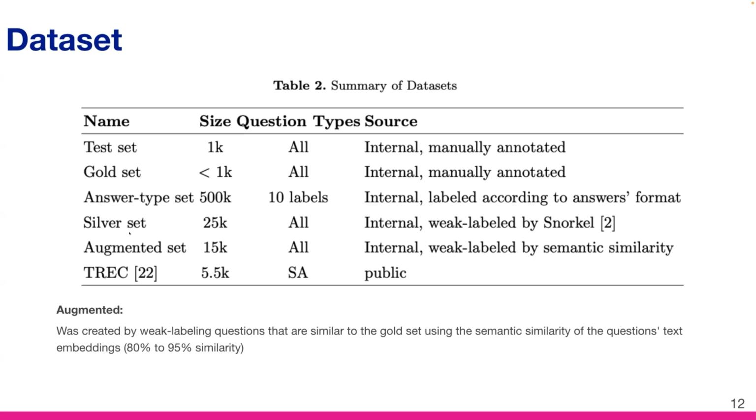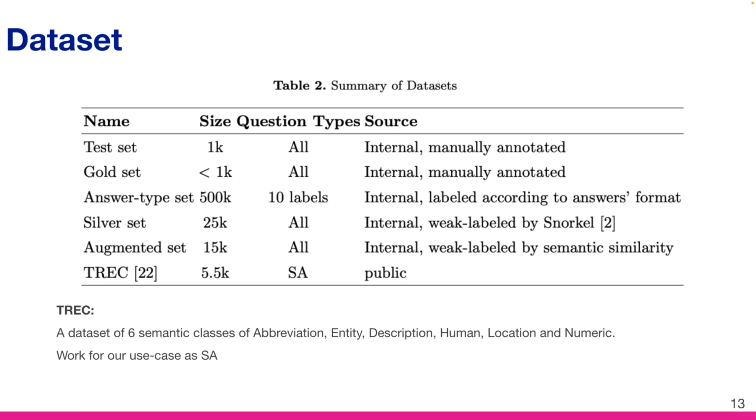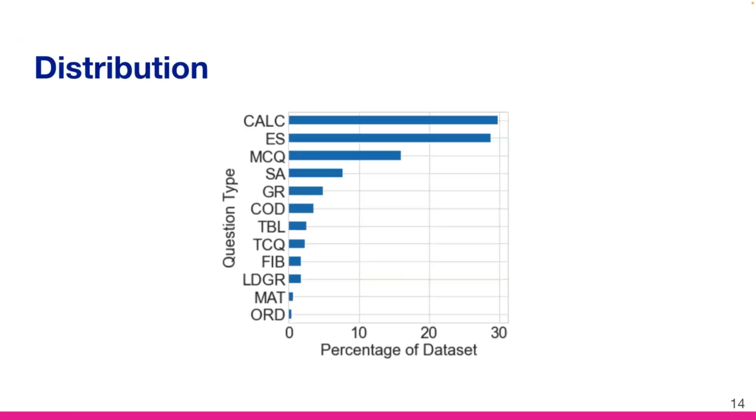We also used an augmented set that was created by a similarity score between the question text and the gold set we had. We found that with a similarity of 80 to 95, we could find appropriate questions that are semantically similar to the gold set. So the combination of all these datasets helped us to finish this study.